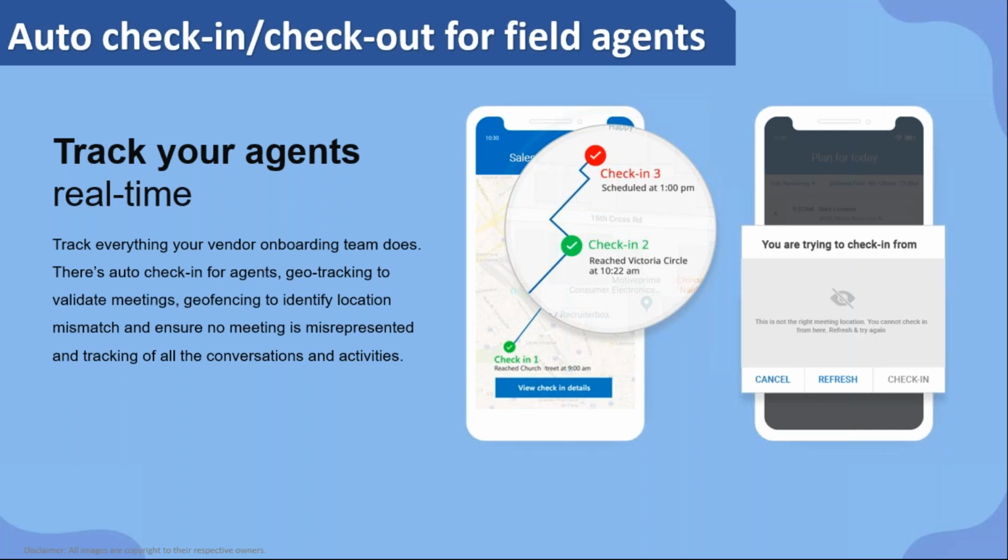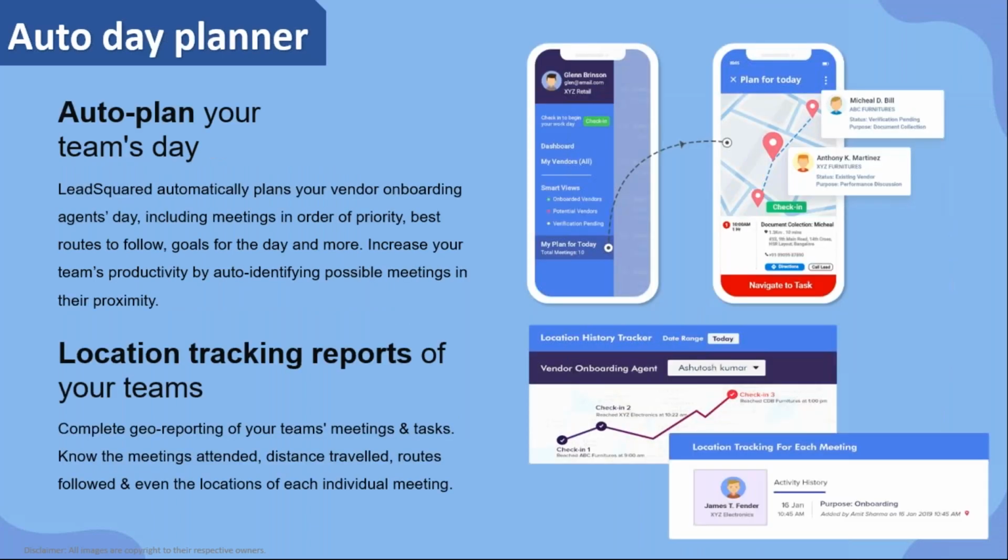What the agent needs to do is, with the start of his day, check into the LeadSquared mobile application, and thereafter all the locations he travels to and all the vendors he visits will automatically get captured in LeadSquared, and will be transferred to the corresponding managers in the form of reports. In this way, the managers and the organization can keep track of how many vendors they are onboarding and how the onboarding agent is performing.